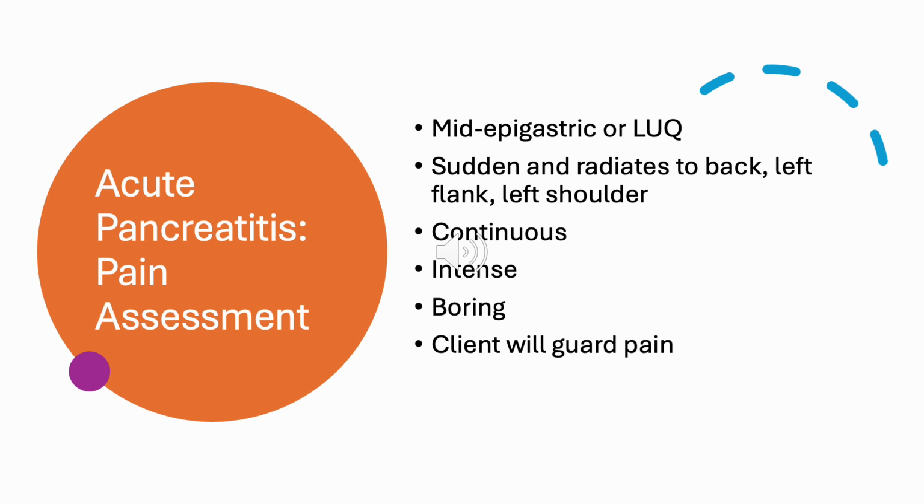Pain in acute pancreatitis can be quite painful. It could be very intense. So it's usually in the mid-epigastric or left upper quadrant area. The pain is sudden and radiates to the back, left flank, and left shoulder. It's described as continuous, although it does wax and wane. So you expect it to get better and you expect it to get worse, okay? It's very intense and boring, meaning patients describe it as ripping through their body, right? Your patient is going to be guarding for the pain.